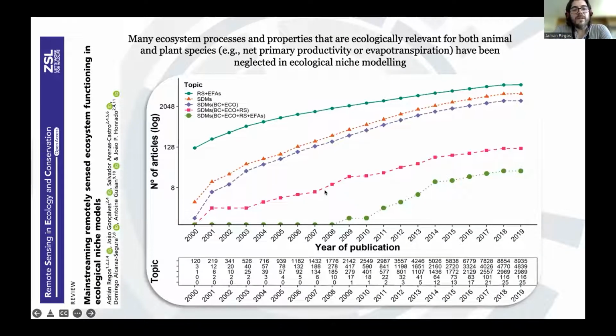However, despite all these advantages, if we look at the literature, we can see that the number of papers published by the remote sensing community incorporating ecosystem functioning is much larger than the papers from the ecological modeling community. So it seems that ecological models are in some way lagging behind the remote sensing community.